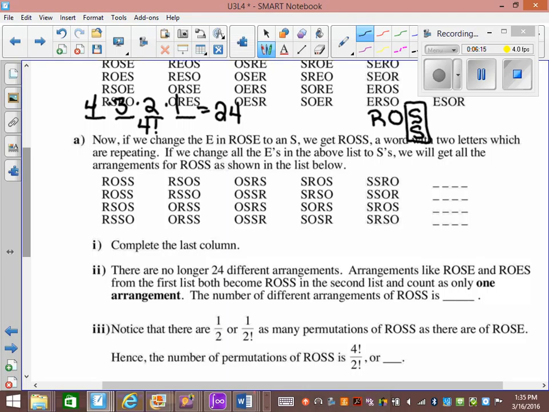So we treat it just like they're all 4 different letters. We'd have 4 options for the first, 3 options for the second, 2 options for the third, 1 option for the fourth. So we have 4 factorial.